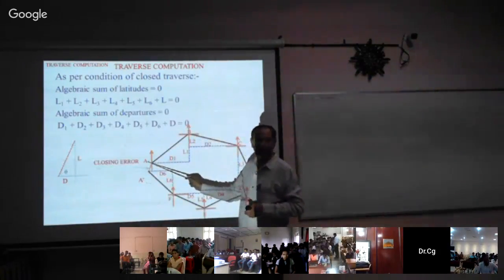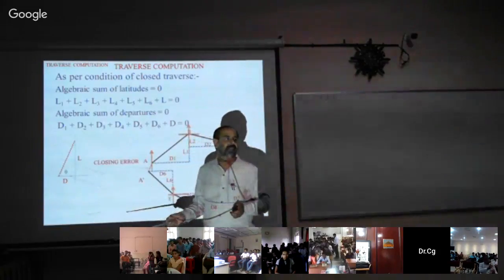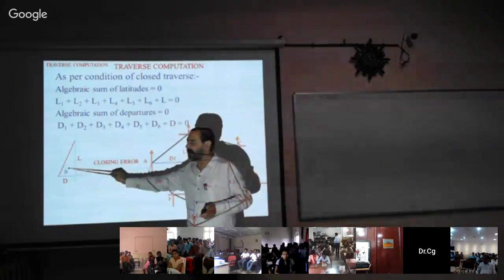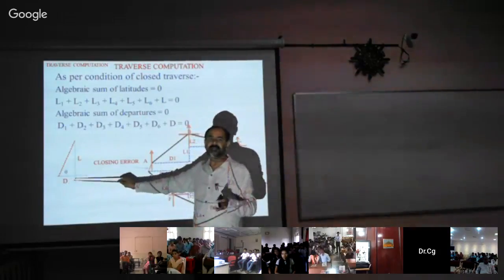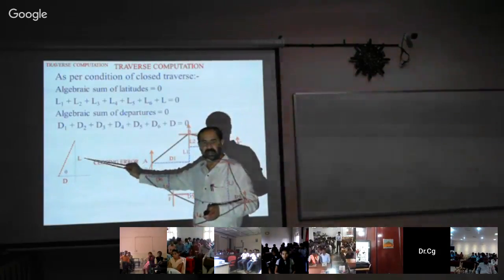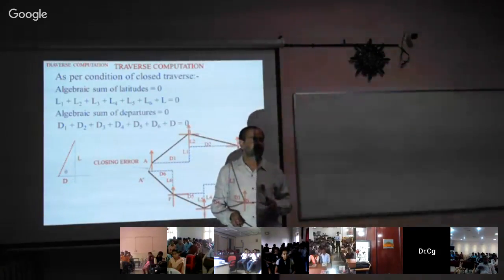Now apply the trigonometry function again. How to calculate this length? A dash A is equal to under root L square plus D square. That will give you the length. And similarly calculate the theta, isn't it? Opposite and adjacent. Therefore, theta is equal to tan inverse latitude divided by departure.